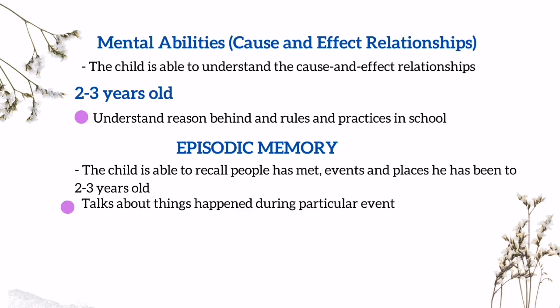Mental abilities, cause and effect relationship. The child is able to understand the cause and effect relationship. From 2 to 3 years old, understands the reason behind rules in practice and school. Episodic memory. The child is able to recall people he has met, events, and places that he has seen. 2 to 3 years old, talks about things that happened during a particular event.